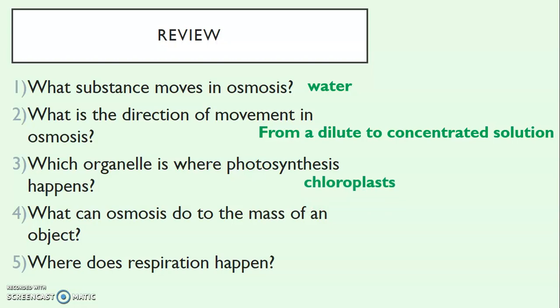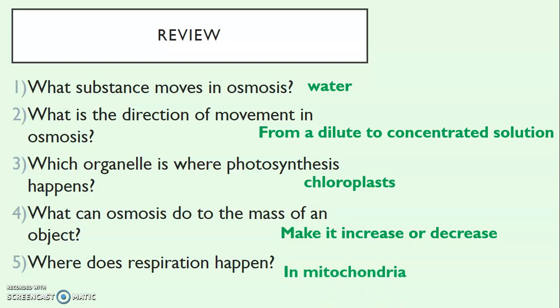What can osmosis do to the mass of an object? It can make the mass increase or decrease. And then finally, where does respiration happen? Respiration happens in the mitochondria. So hopefully you've got all of those correct. These are all from your fact books and you should be learning the facts as you are going along.